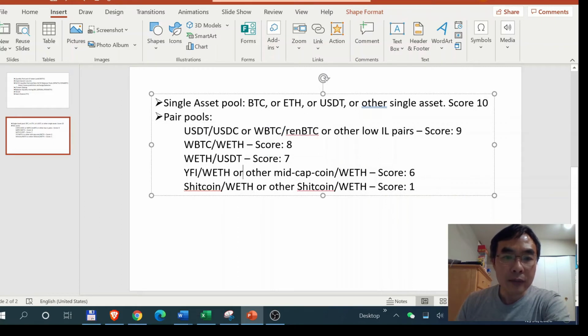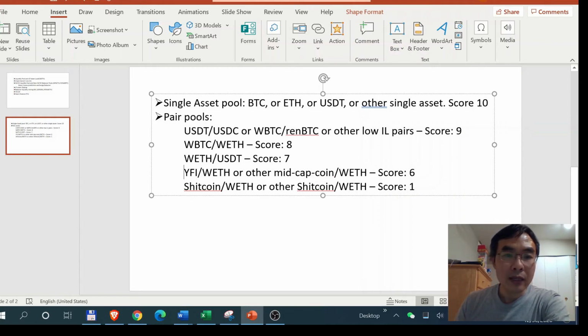The next one is mid-cap coins on one side, and Ether on the other side. This kind of pool is relatively good compared to the last one, the shitcoin one, because the possibility for this mid-cap coin to run in the bull market is still pretty high, and it's also possible that it will run together with Ether. So Ether price is going up and the mid-cap coin is also going up. So it's possible that in the bull market this kind of pair is also okay.